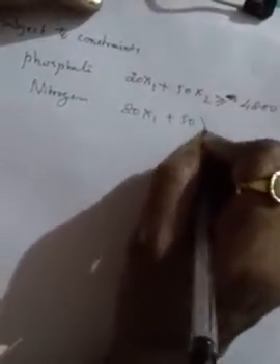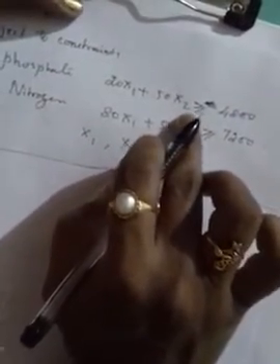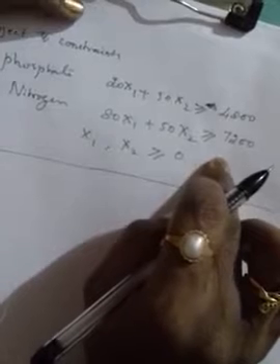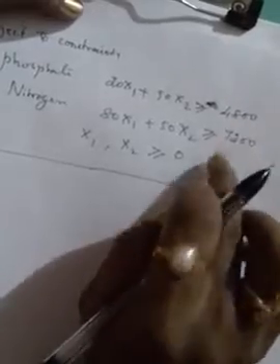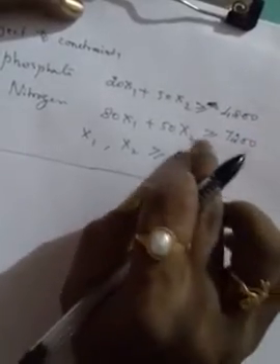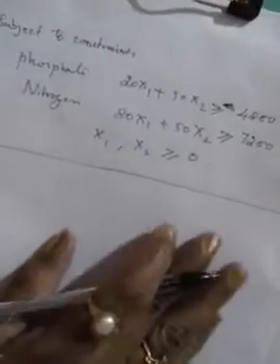Similarly for nitrogen, 80 x1 plus 50 x2, and they said not less than, in the sense greater than or equal to 7200. So always x1, x2 is greater than or equal to 0. That's it. Is it clear? They used the words at least, so you have to use greater than or equal to. So this is the third problem. Formulation is over.